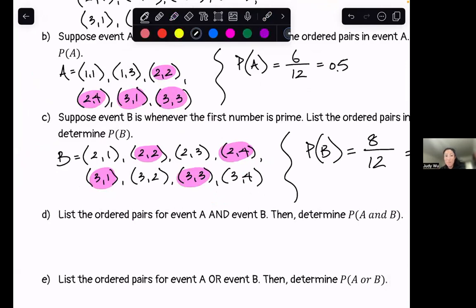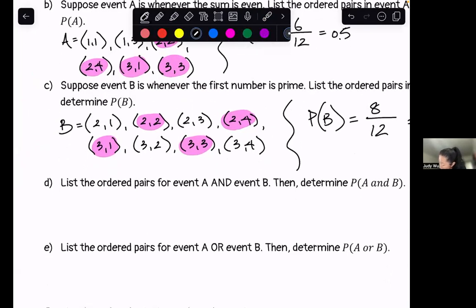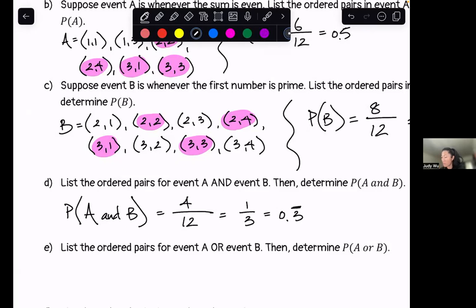And so how many of those are in both of them? Well, that's 4, right? And so what that means then is that the probability of having A and B is going to be 4 out of the 12 that we had to begin with, or we could say that's 1/3, or as a decimal, 0.3 repeating. Okay, now I'm not going to write these out. I'm just going to sort of highlight this here, that all the ones in pink above are the ordered pairs for event A and event B. Okay.